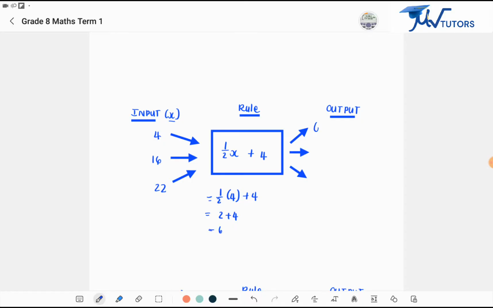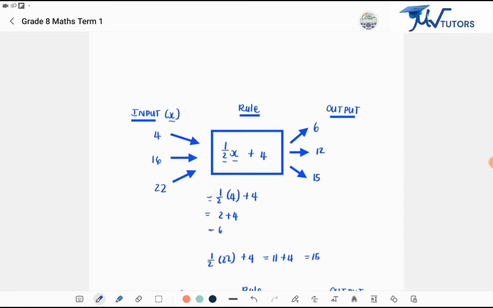So we're going to put the 6 there, and you do it in that same manner. So if we put 16, what's half of 16? Half of 16 is 8. 8 plus 4 is 12. If we put in there 22, half of 22 is basically 11. Let me rather put it on the side. So we have 11 plus 4, which is simply 15. That's exactly what you do.